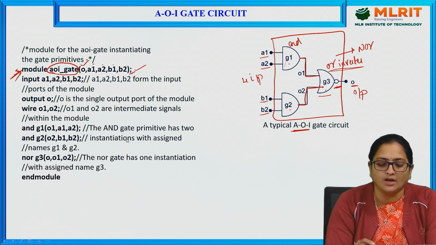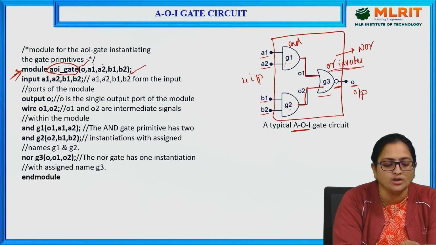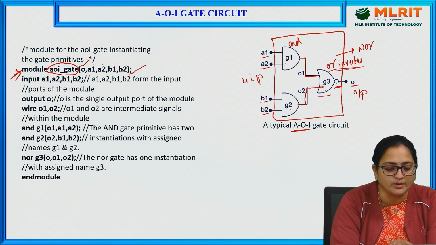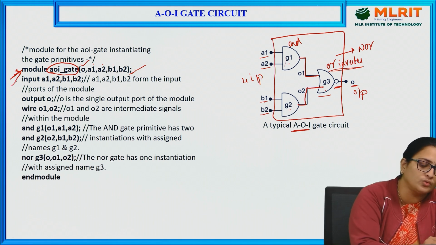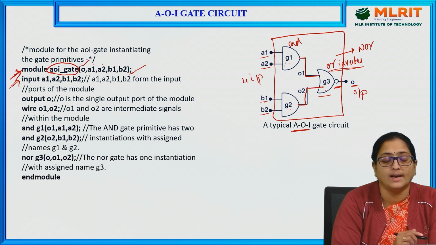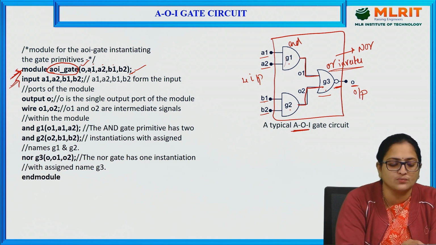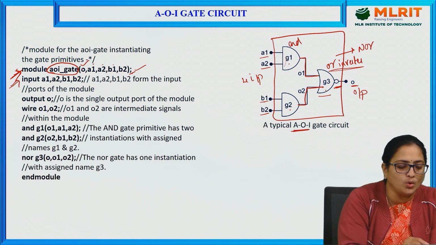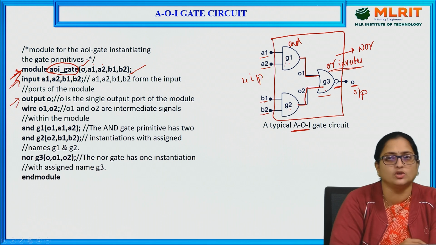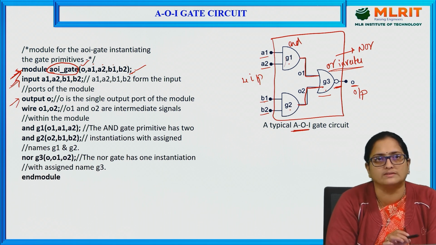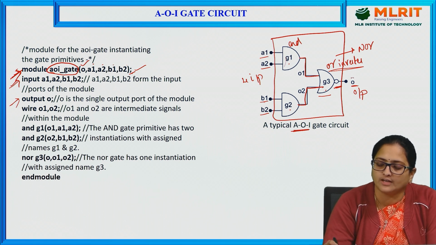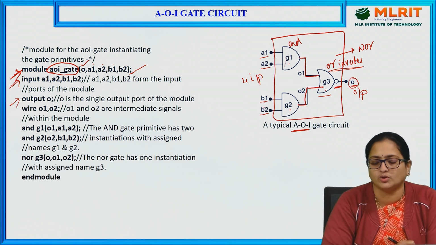Next, now I need to specify what are the output ports and what are the input ports from this module list. So here I am defining A1, A2, B1, B2 as the input ports. To define these input ports, I am using a keyword called input and specifying A1, A2, B1, B2 are the input ports. Next, O is an output port. So I am using another keyword called output and I am defining that O is an output.